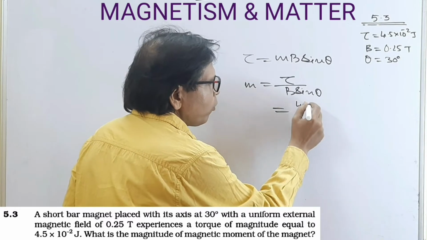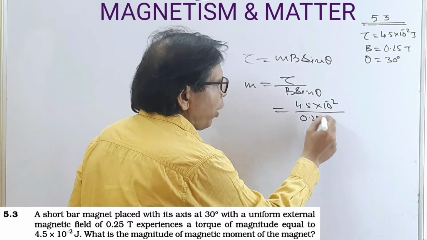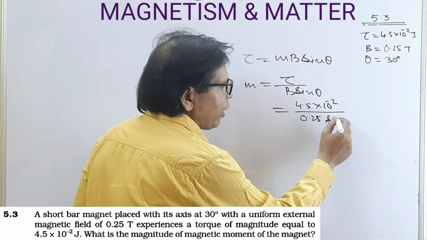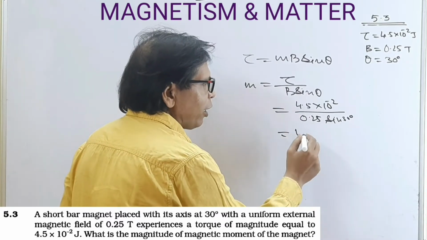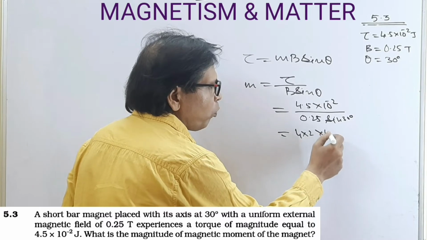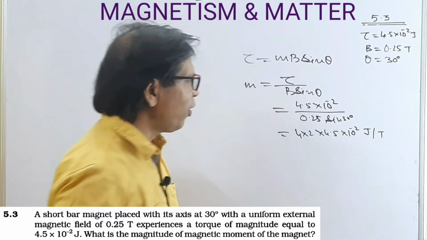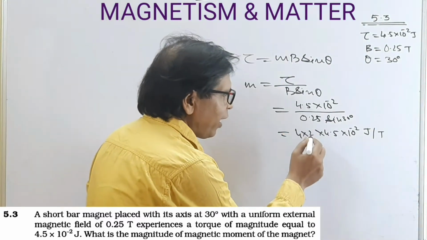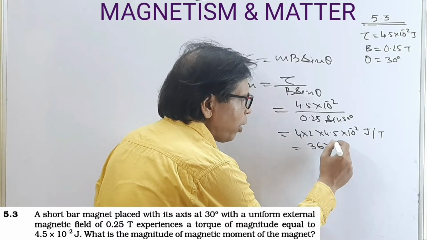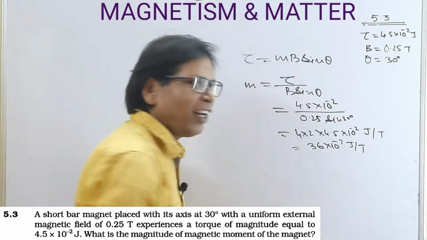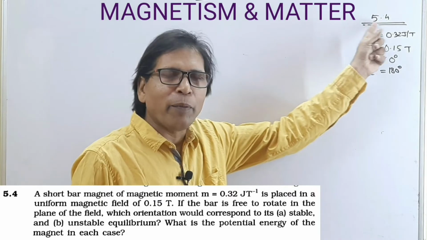Here tau equal to 4.5 into 10 to the power minus 2, b equal to 0.25, and this is sine 30 degree. Okay, so look at this, this is the 4 and sine 30 is half, so this is 2 into 4.5 into 10 to the power minus 2 joule per Tesla. Okay, so look at this, here this is 8. So this is 36 into 10 to the power minus 2 joule per Tesla. Okay. Now next. Now NCERT 5.4.